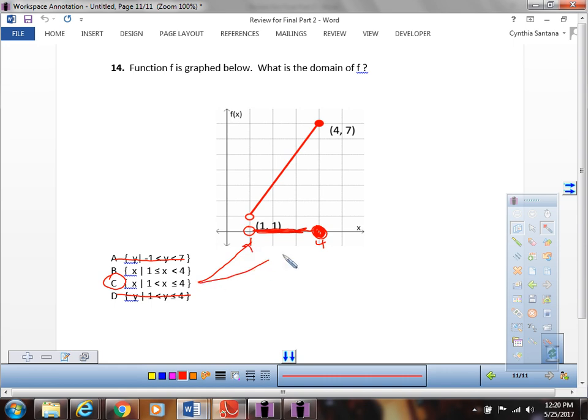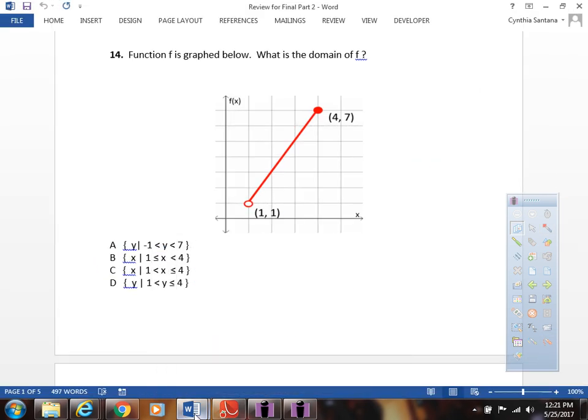So be careful. Pay attention to, and let's put right here, open circle. It can be like this. But closed circle has to have the little lines underneath them. So make sure you put that in your notes. There is a difference between open and closed circles. Okay? Alright. Let's look at the next one.